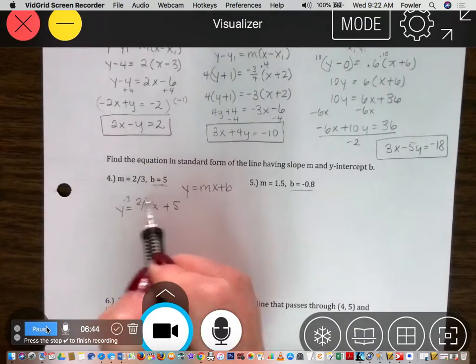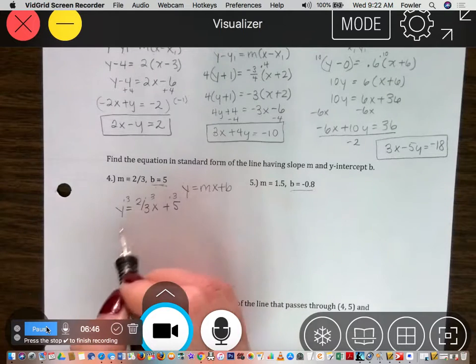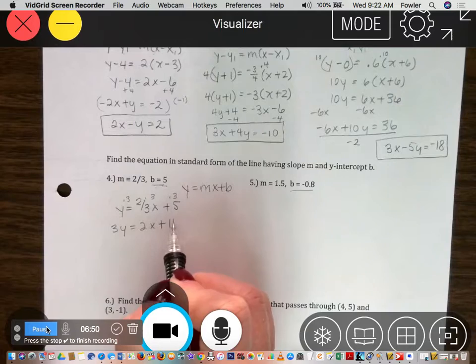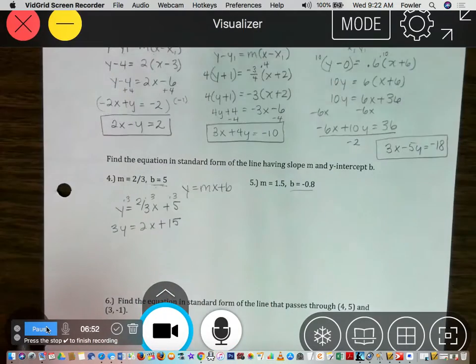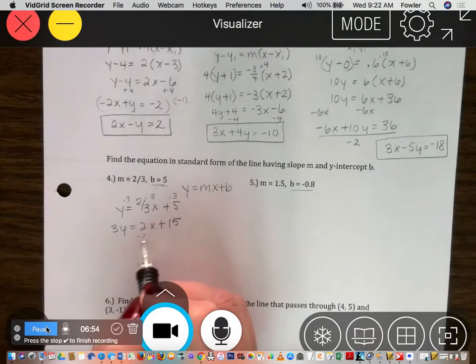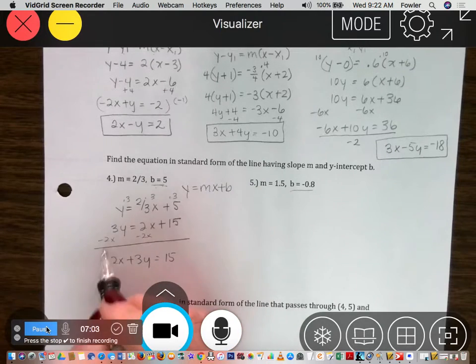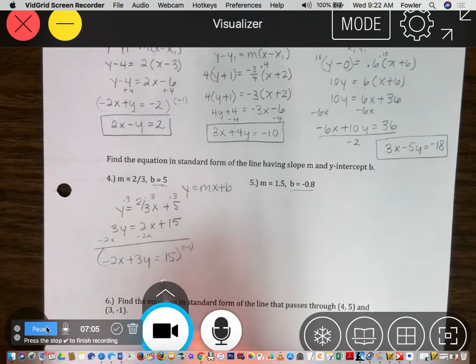Getting rid of the fraction, if I multiply through by 3, I have 3y is equal to 2x plus 15. Subtracting the 2x over, negative 2x plus 3y is equal to 15. And then just getting that lead coefficient positive. So 2x minus 3y is equal to negative 15.